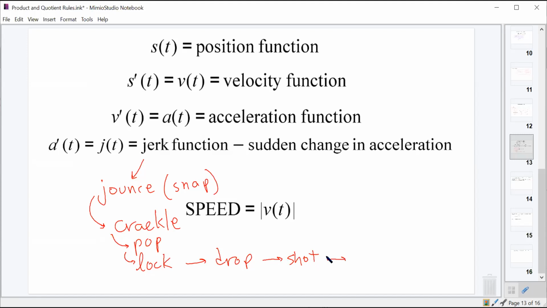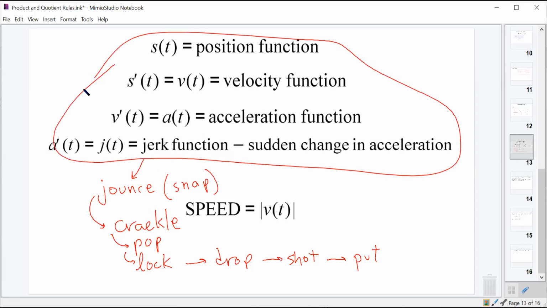What's the derivative of shot? Think track and field. Put. That was a straight guess. Hey, you're right. So it goes position, velocity, acceleration, jerk, jounce, which is also snap, and then snap, crackle, pop, lock, drop, shot, put. Those are all your derivatives. You don't need to know any of those except the ones that I already had written here. But I thought that'd be fun. Snap, crackle, pop. Everybody always thinks those ones are kind of weird. But that's actually what they're all called.